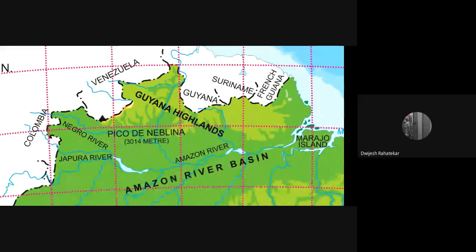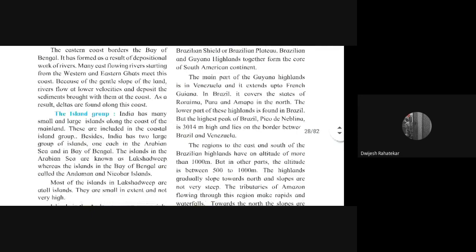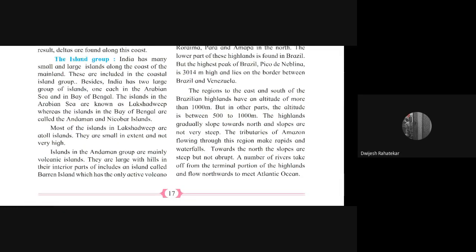Pico de Neblina, 3014 meters height of it. It is the highest peak, the highest mountain in Brazil, and where is it situated? It is situated on the border between Brazil and Venezuela. The regions to the east and south of the Brazilian highlands have an altitude of more than 1000 meters. It means the east and south region of Brazil or the Brazilian highland is of height more than 1000 meters. But in the other parts, the altitude is between 500 to 1000 meters.